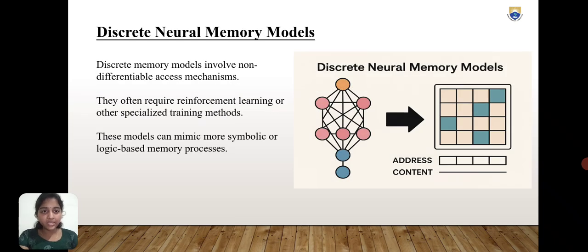Discrete neural memory models. Discrete memory models involve non-differentiable access mechanisms. They often require reinforcement learning or other specialized training methods. These models can mimic more symbolic or logic-based memory processes. So here we can see the discrete neural memory models, with addressing by content.